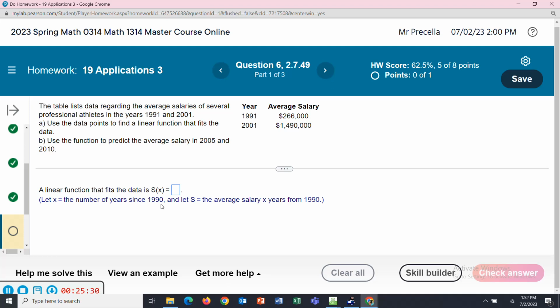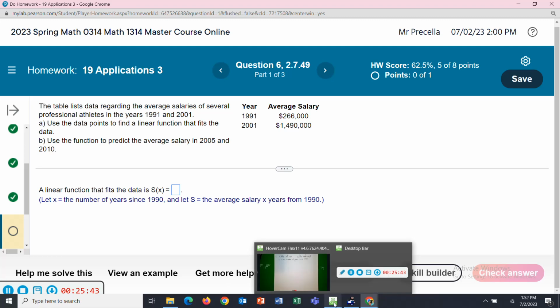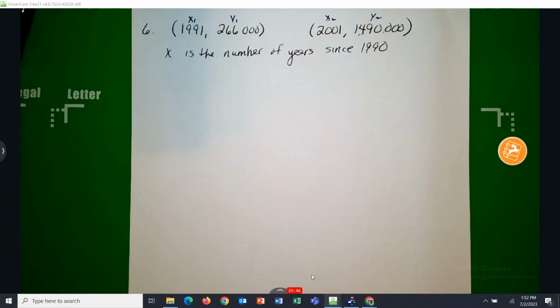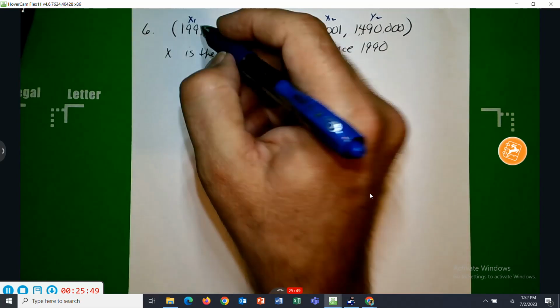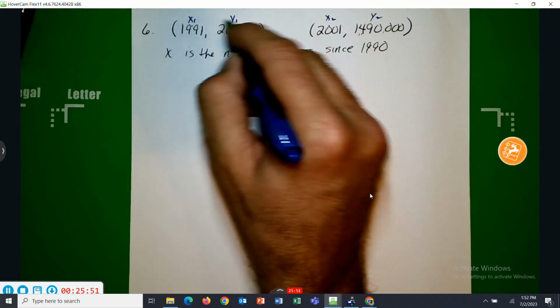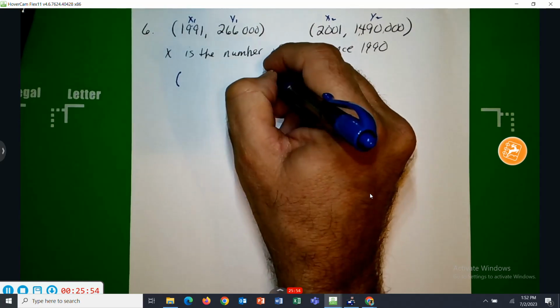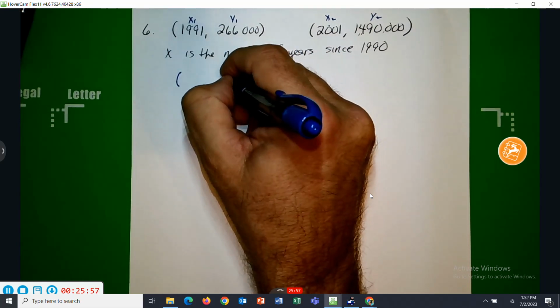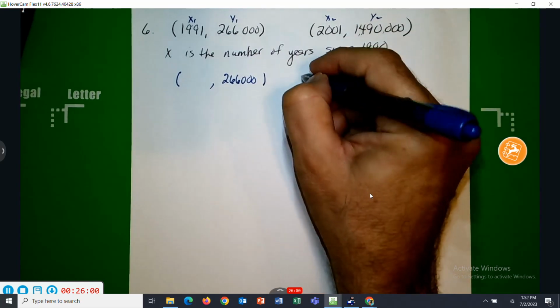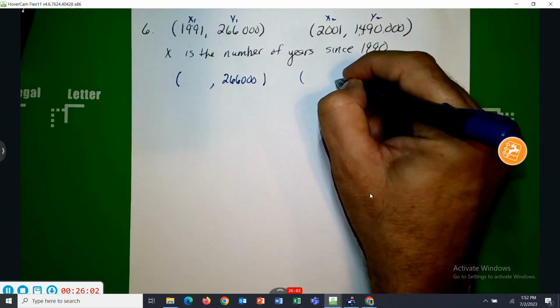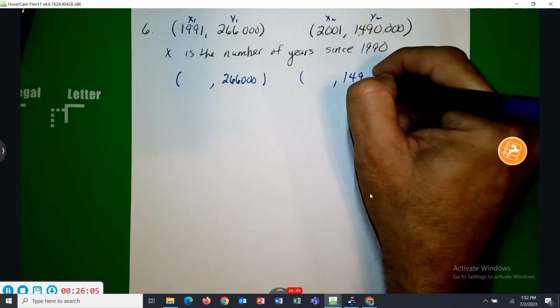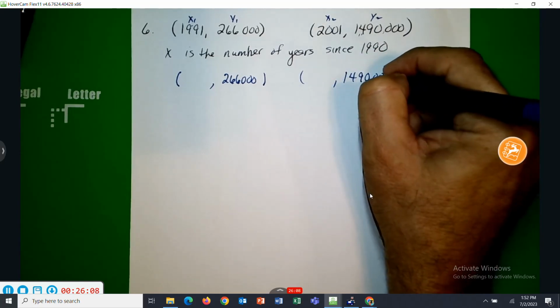since 1990. See, I wrote down my two data points like ordered pairs. S is the average salary X years after 1990. So X will stay, the S will stay, it's just dollars. But you see, what I've written here, that's not right. What should these ordered pairs really be? The 266,000 stays. The 1,490,000 stays.